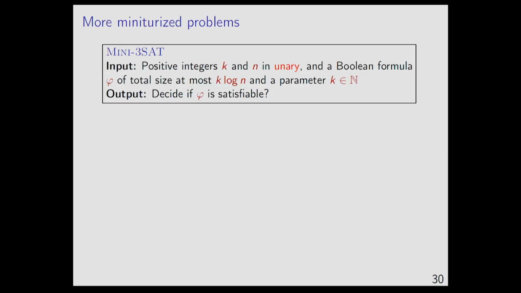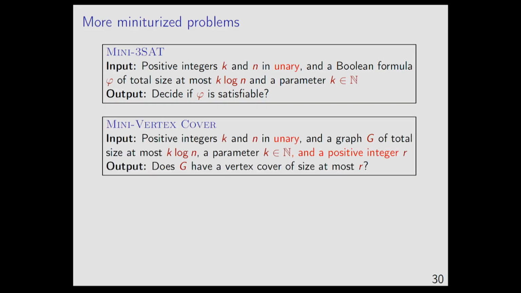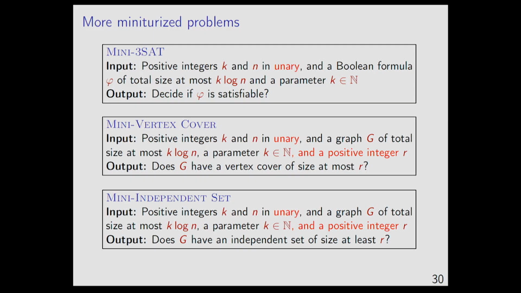So let's talk about more miniaturized problems, like mini 3-SAT. What is mini 3-SAT? Your instance has size k log n, but you have written k and n in unary, and you're asking whether phi is satisfiable or not. Or mini vertex cover, right? Graph size is k log n, and you want to say whether there's a vertex cover of size at most r or not. Mini independent set. I mean, you name it. So for every parameterized problem, I can define a mini version of that. And what did our previous theorem prove? That any of these versions is FPT if and only if you have a 2 to the power little o of size algorithm for that problem. Okay?